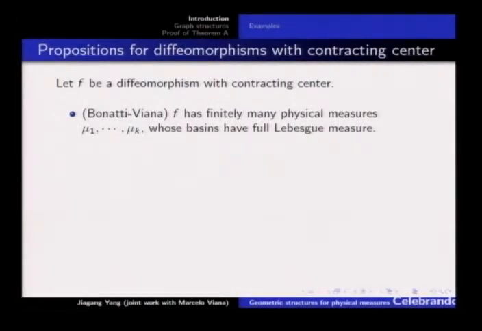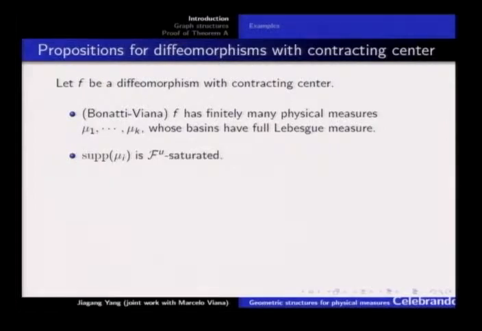First, it was proved by Bonatti and Viana 15 years ago that any diffeomorphism with contracted center, with some weaker contraction, has finitely many physical measures whose basins cover a full Lebesgue measure subset. And so this system satisfies the Palis conjecture. And now we would like to know what the measures look like. You have finitely many measures, but the measure is very complicated.